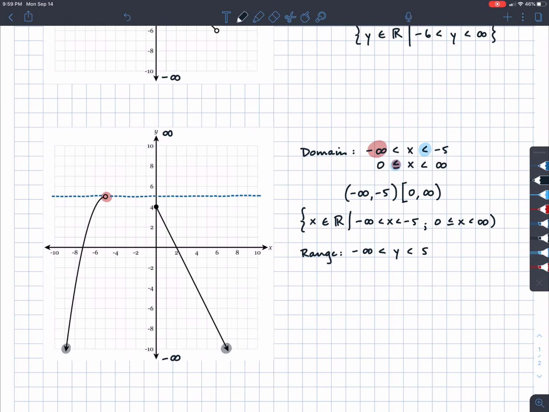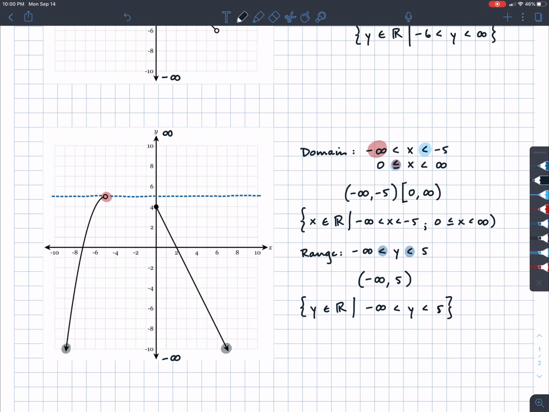All right. Luckily, this range only has one piece to it. It's not split up into multiple pieces. So my interval notation would be parentheses, negative infinity, comma, positive 5, parentheses. I'm using parentheses because both of these are less than symbols. The last piece is my set notation. So y is in the set of all real numbers from negative infinity to y to positive 5.